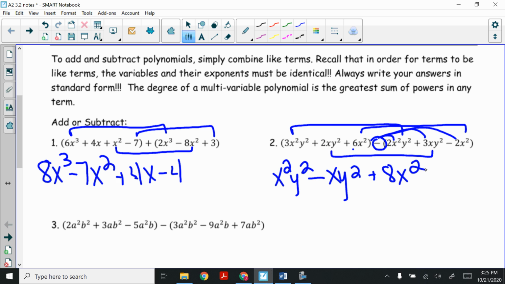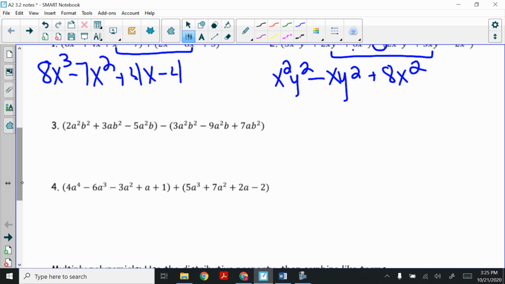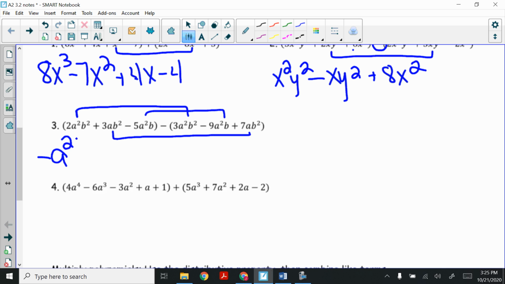All right, number 3, 2a squared b squared plus 3ab squared minus 5a squared b, all of that minus 3a squared b squared minus 9a squared b plus 7ab squared. Again, a squared b squareds go together, ab squareds go together, and a squareds b go together. All right, so 2a squared b squared minus 3a squared b squared. 2 minus 3 is negative 1a squared b squared.